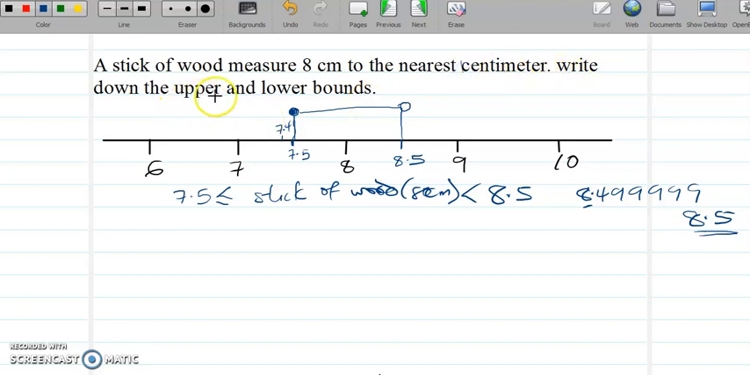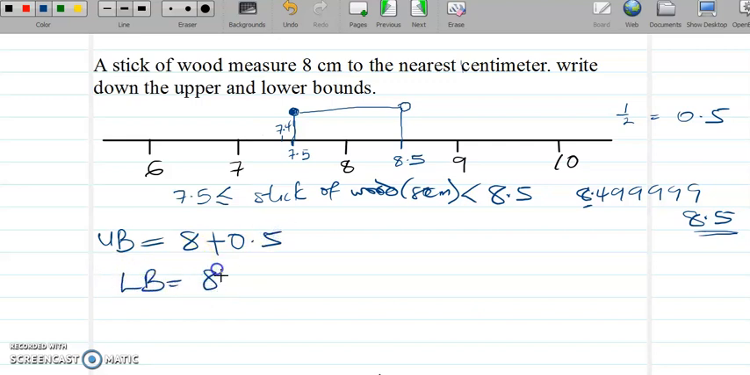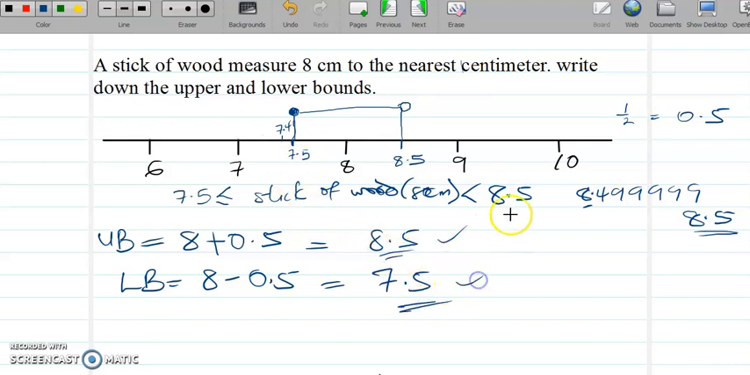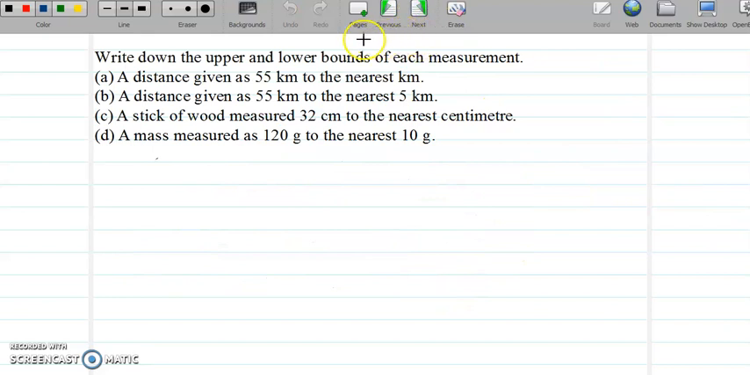Okay, so if you're asked to write down the upper boundary, here we know that half of 1, 1 divided by 2, is 0.5. So if I want to find the upper boundary, I will have that to be 8 plus 0.5. And if I want to find the lower boundary, I can have it to be 8 minus 0.5. So 8 plus 0.5 gives us 8.5, as we have here, the upper boundary, and 8 minus 0.5 gives us 7.5, as we have here, the lower boundary. So this is the shortest way to find it. Okay, now let's look at some examples using that method.